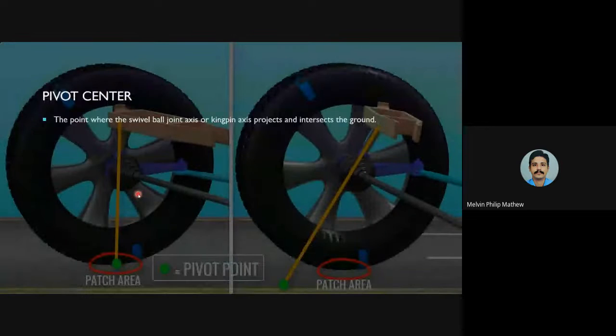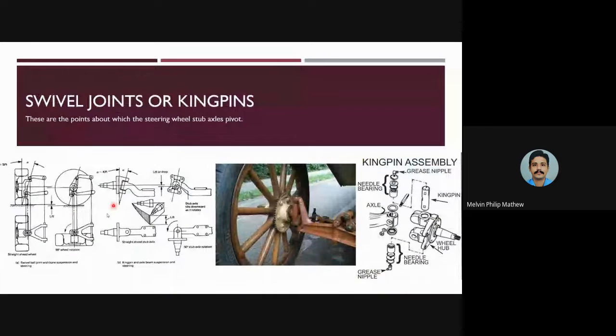It's known as a ball joint axis. Okay, so it will form a ball joint axis. This is the kingpin axis. So the vertical line that passes through the kingpin is known as kingpin axis, while when a ball joint is used and the vertical axis passes through the ball joint, then it is known as the ball joint axis.